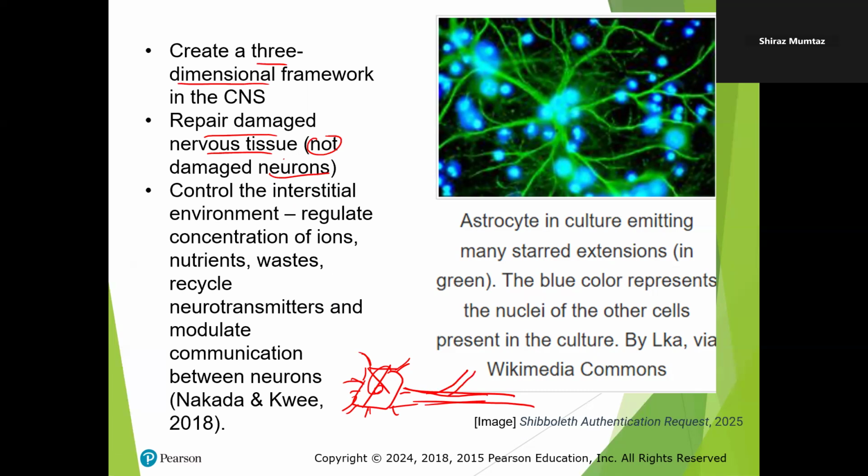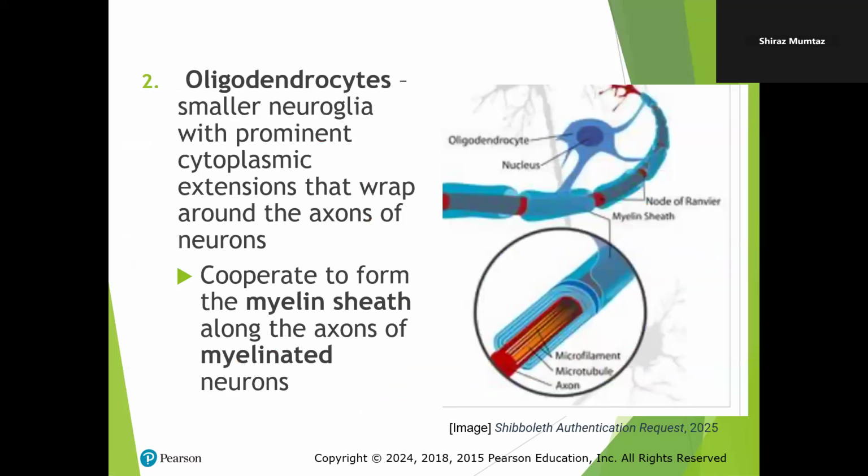So that's an example. Astrocytes also control and regulate the concentration of ions, nutrition and waste, and recycle the neurotransmitters, which help in sending information from one side to another. It recycles those, and helps in communication with the other neurons as well.